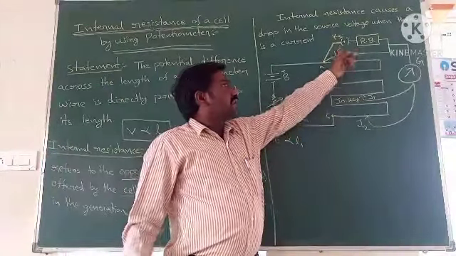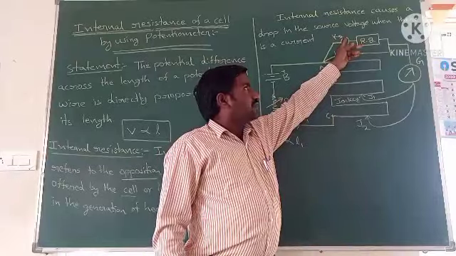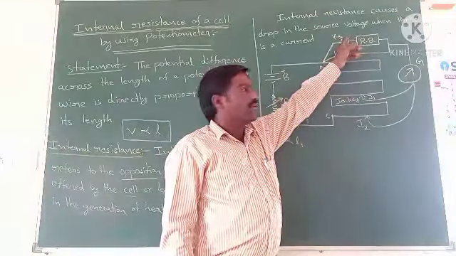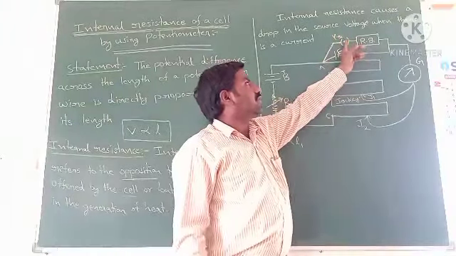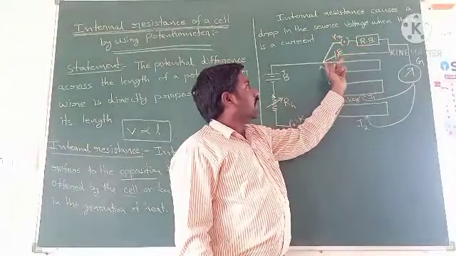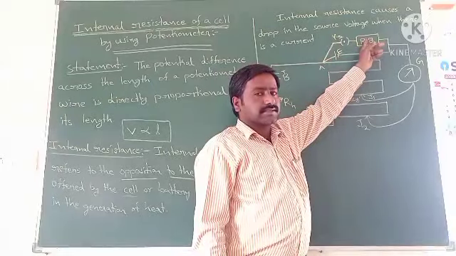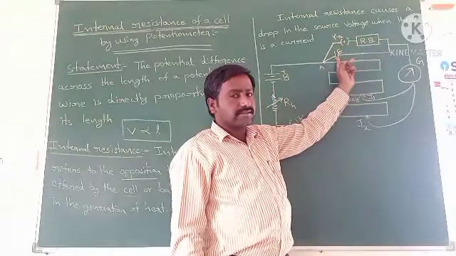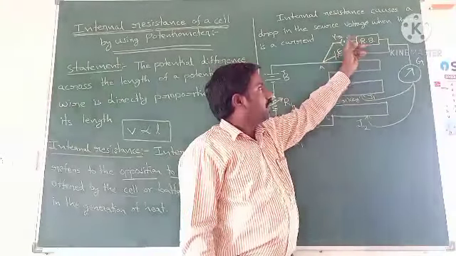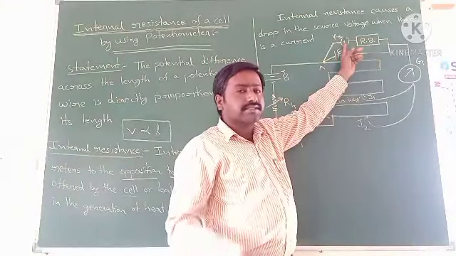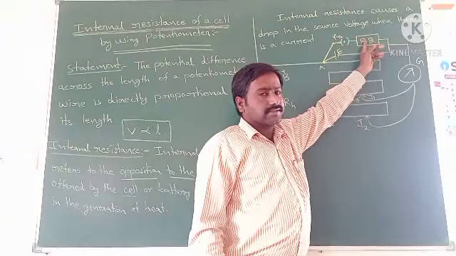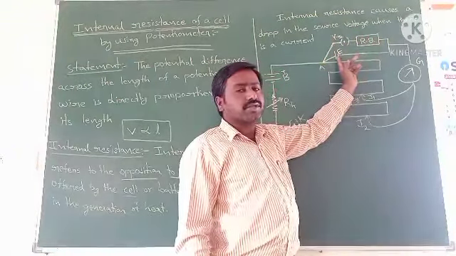Now in the second case, the key K2 should be closed. When the key K2 is closed, what happens? The current flows through the resistance box. When the key is open, current flows through the cell, not through the resistance box. When the key K2 is closed, the current flows through the resistance box. So in this case, current never passes through the cell.